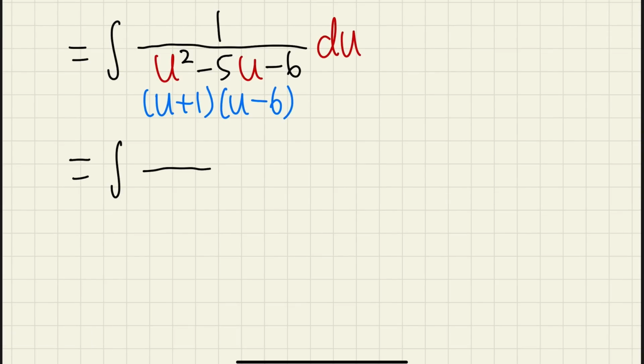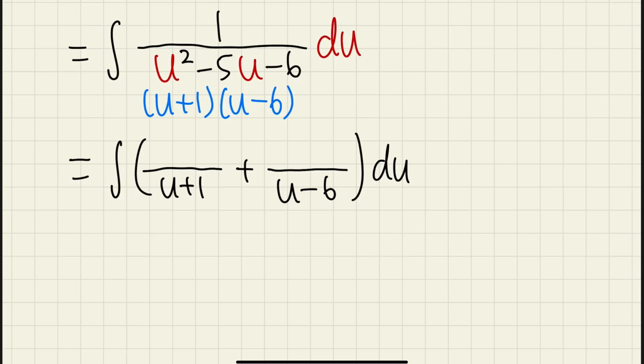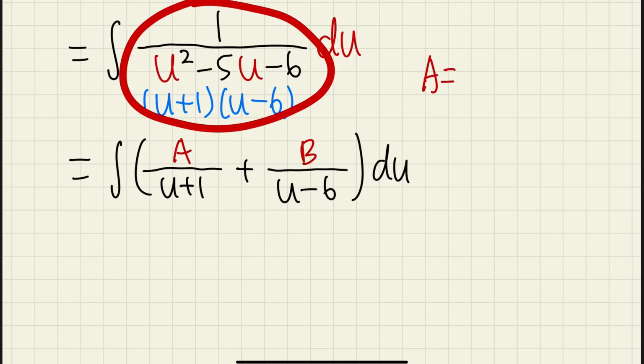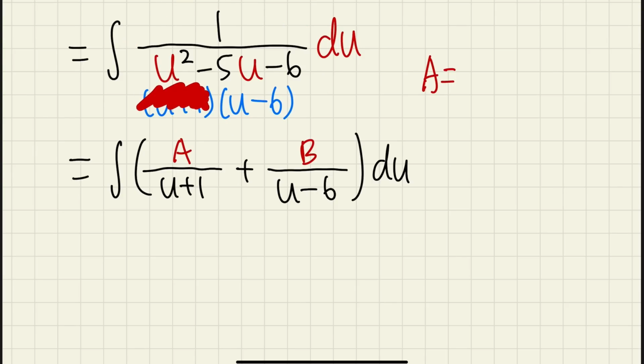We will have two little fractions, with the first one having the denominator u plus 1, and the next one u minus 6. Because they are both linear on the bottom, that means the top will be constants. Now, to figure out a, let's do the cover-up method. If you go back to the original, I'm going to cover out the same denominator, which is u plus 1. Now, we have to think about how we can make u plus 1 equal to 0. u has to be negative 1. So I will let u equal negative 1.